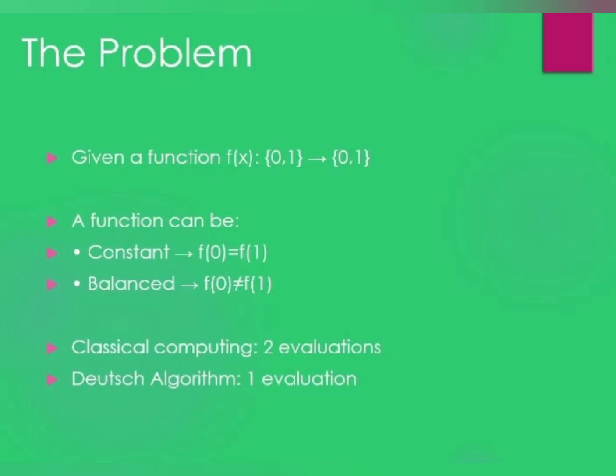For the given problem, the function f(x), which maps the set {0, 1} to {0, 1}, means that we are studying a function that takes an input of either 0 or 1 and outputs either 0 or 1. This explains that the function can be either constant, which is f(0) equals f(1), where the function gives the same output for both inputs, or balanced, which means f(0) is not equal to f(1), where the function gives different outputs for 0 and 1.